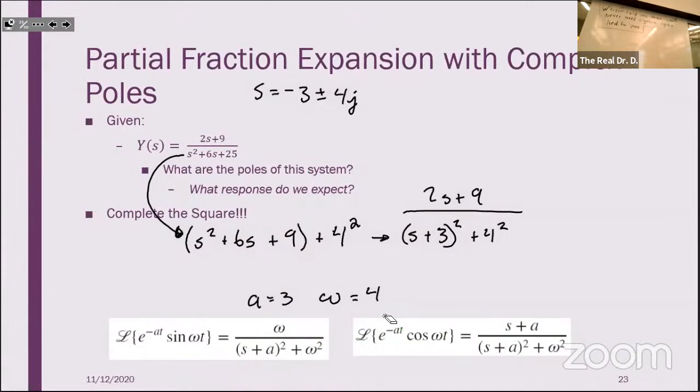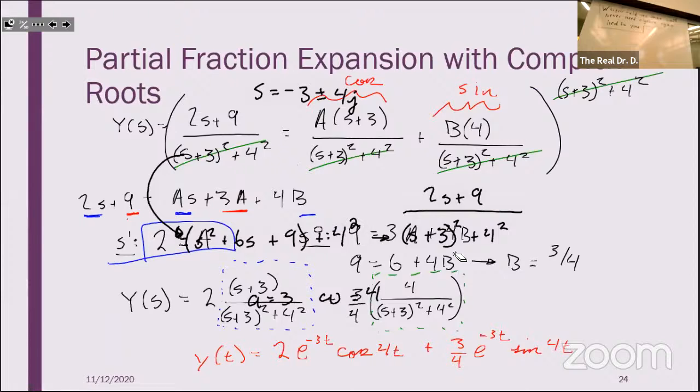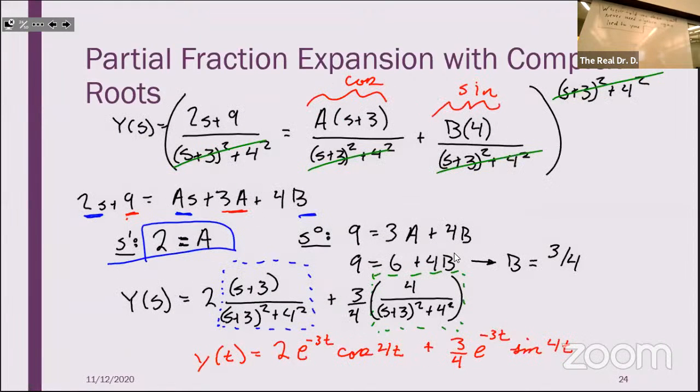So we're trying to make everything look like these two equations, right? A damped sine wave has the form omega over (s plus a) squared plus omega squared, and a damped cosine has s plus a over the same denominator, right? And so when we go back to this slide, that's where you just basically plug in your omega and your a value, and then a sine.